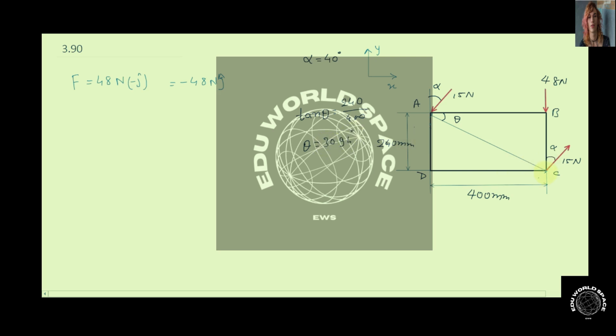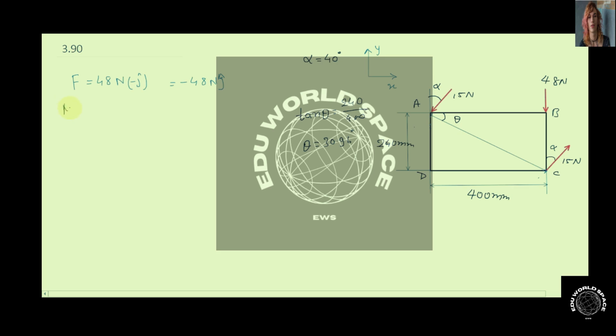Now for the calculation of moment, we should wisely choose a point through which the maximum lines of action cross, because it will give zero moment for all those forces that are crossing that point. So let's say in this problem, the point is C, because if we consider the moment about point C, the moment because of the 48 Newton force and this 15 Newton force will be zero because both of these are passing through the point C. So the only moment will be because of 15 Newton. So it is going to reduce our effort.